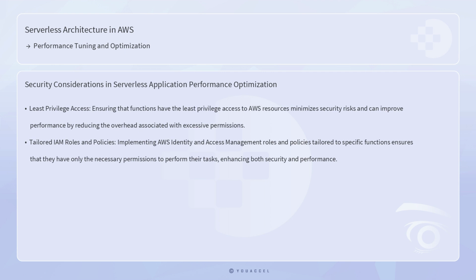Security considerations are also paramount when optimizing performance in serverless applications. Ensuring that functions have the least privilege access to AWS resources minimizes security risks and can improve performance by reducing the overhead associated with excessive permissions. Implementing AWS Identity and Access Management roles and policies tailored to specific functions ensures that they have only the necessary permissions to perform their tasks, enhancing both security and performance.